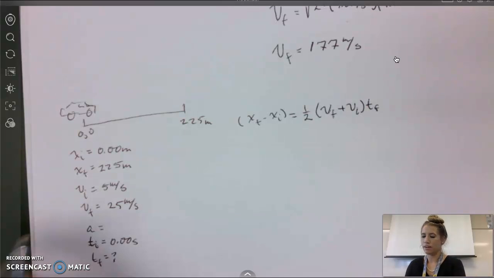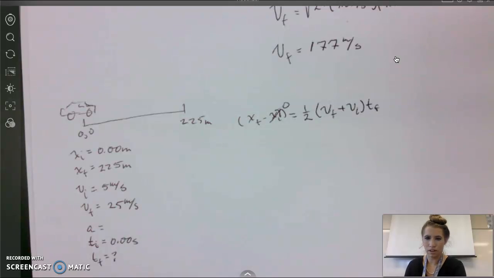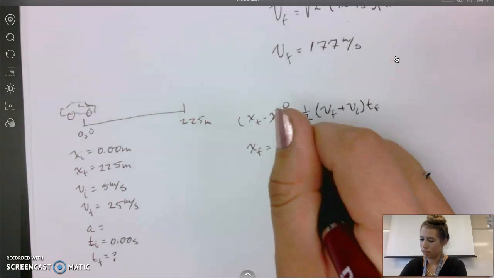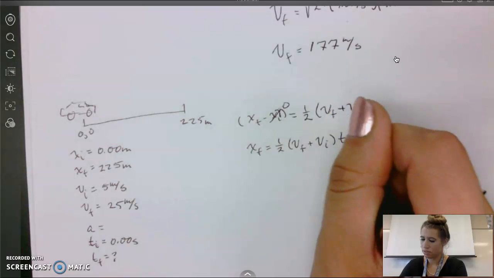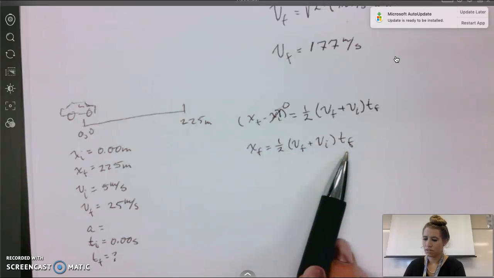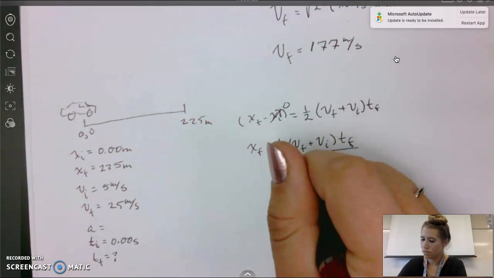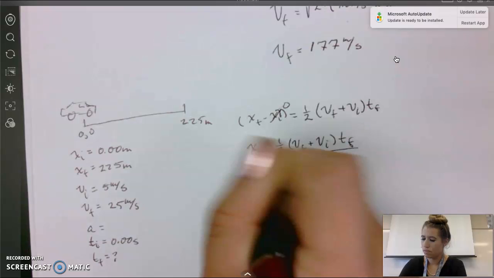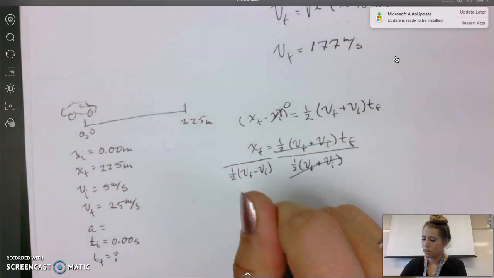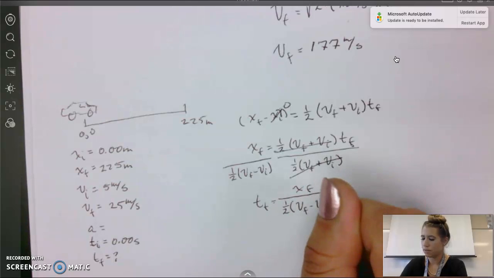Okay. All right, let's get rid of our 0 values. X initial is 0, time initial is 0, but the equation doesn't have a time initial component to it. Okay, so x final is equal to 1/2 velocity final plus velocity initial multiplied by t final. We're solving for t final, so we need to rearrange this equation to solve for time final. So let's divide by the 1/2 velocity final plus velocity initial. So time final is going to equal x final divided by 1/2 multiplied by velocity final plus velocity initial.